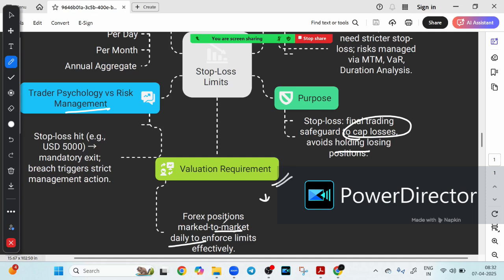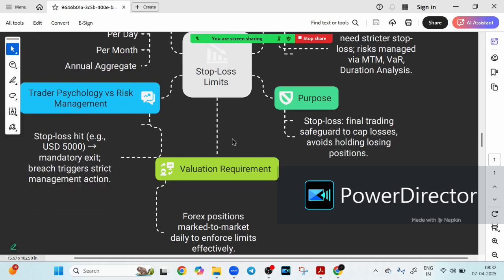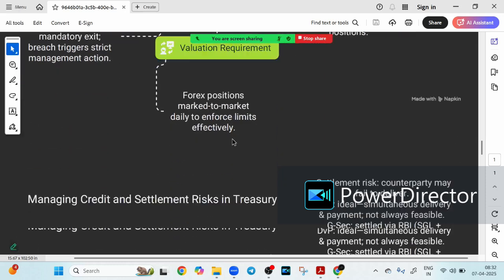So remember, a stop loss is not about avoiding risk. It's about managing it smartly. It is not a trading tool. Rather, it is a discipline enforcer, a risk barrier, and your profit protector. Remember this. These are the keywords regarding the stop loss limit. You do not need to remember anything extra other than this.